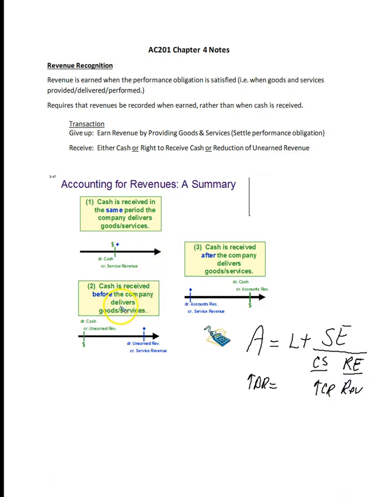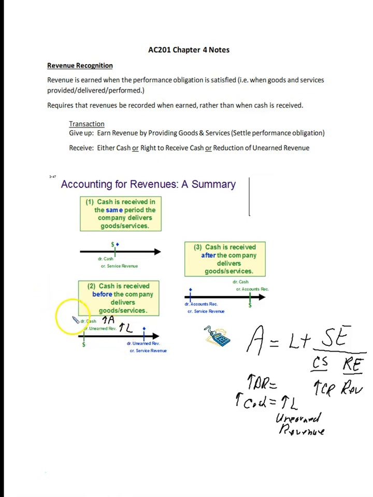Another possibility is that cash is received before the company delivers goods and services. So in that case, cash comes in, but instead of performing the service, we actually have a liability. So cash comes in, and we create some sort of liability account, and that liability account is called unearned revenue. So we have revenue accounts, and we have a liability account called unearned revenue. At that time, we would increase our liability and increase our assets: cash comes in, unearned revenue.